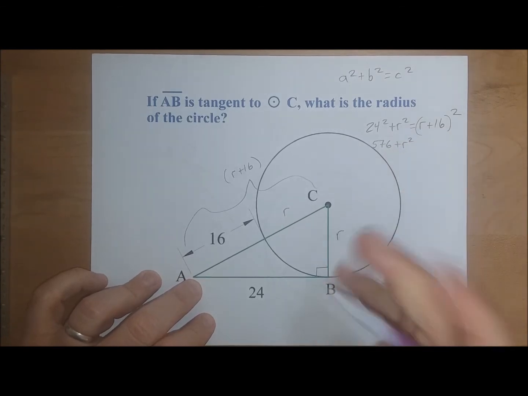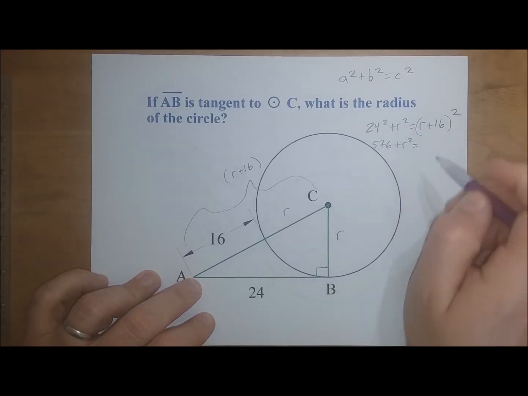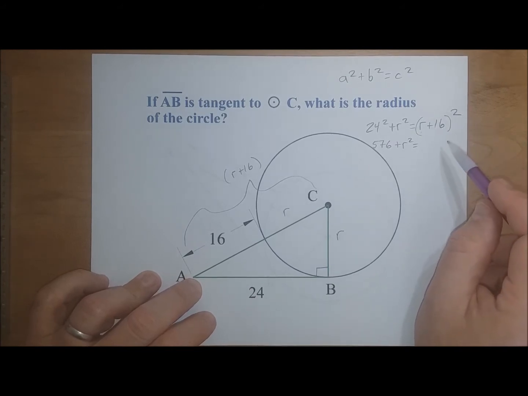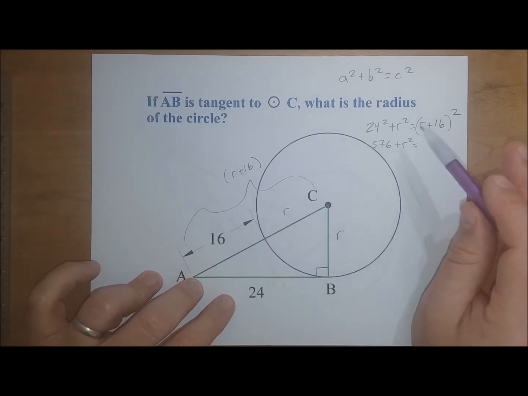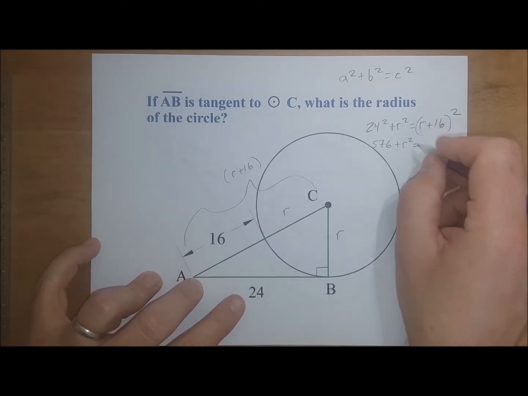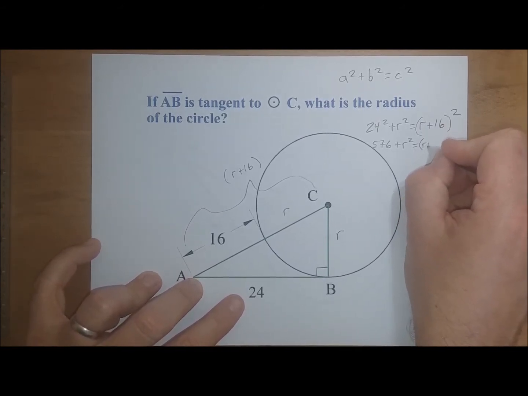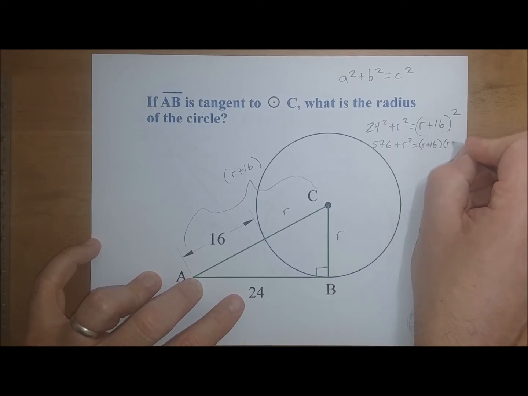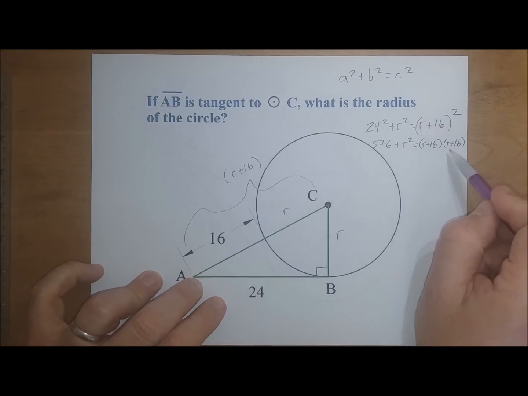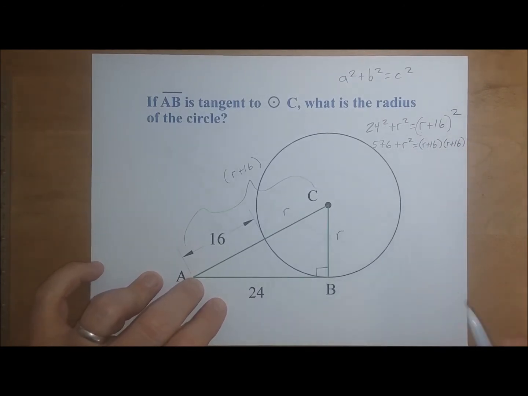R squared is R squared. And be careful here. What is R plus 16 squared? I'll give you a hint. It's not R squared plus 256. That's the classic blunder. Don't do it. I still like to write it out like this, even though I've been doing this for a long time, so I don't accidentally forget and commit the classic blunder.